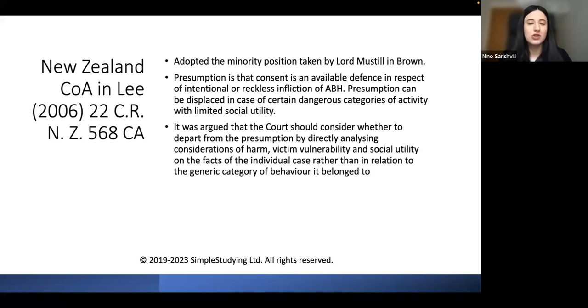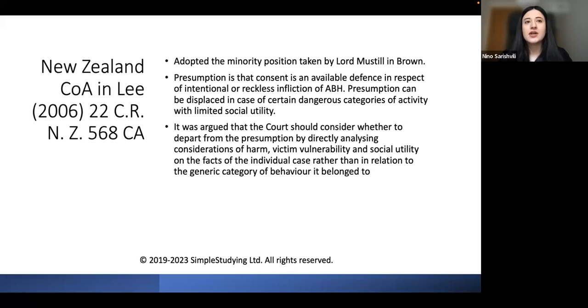The circumstances of each case are unique, and we should accept the presumption that the defense of consent can apply to ABH. This presumption can only be displaced if we see in the individual case that, after considering harm, victim vulnerability, and social utility, the defense of consent should not apply.